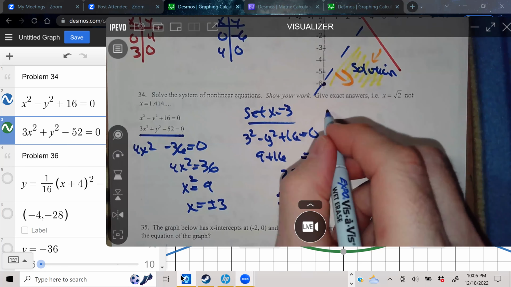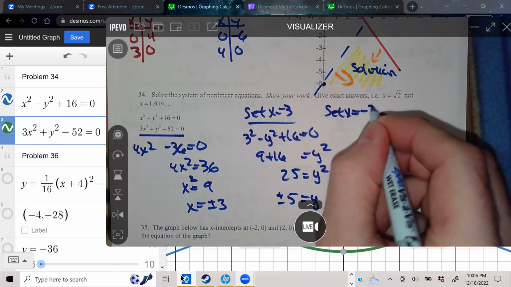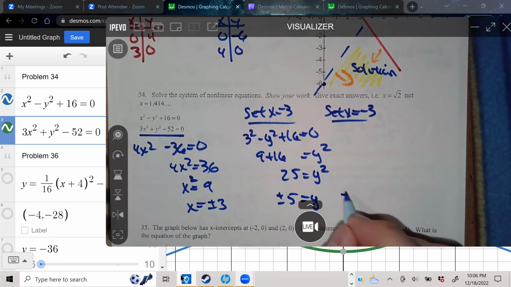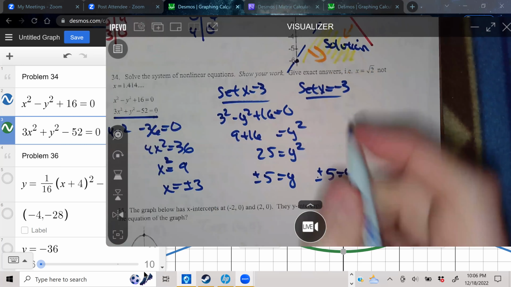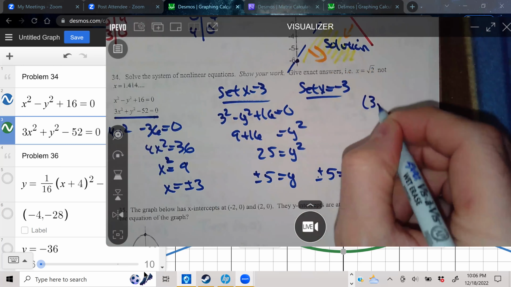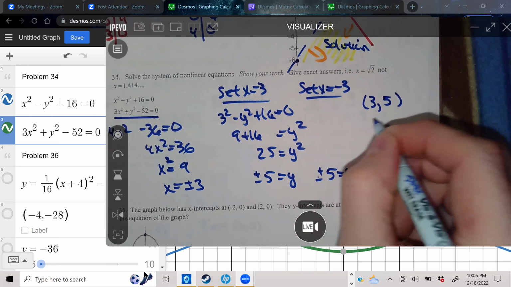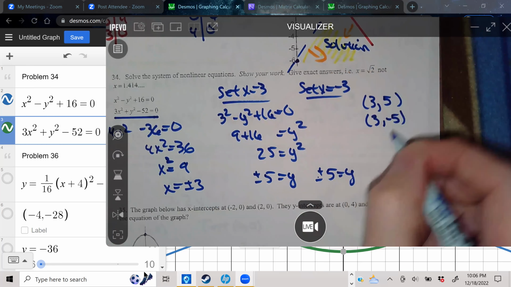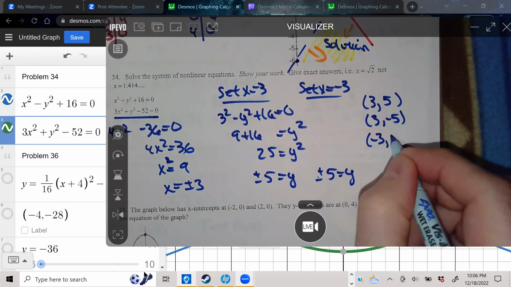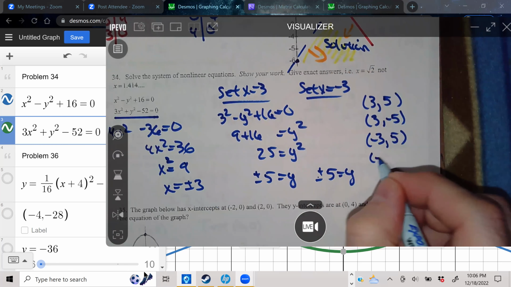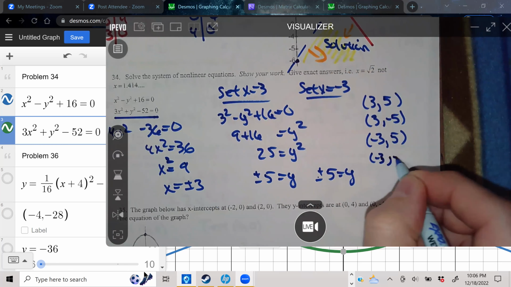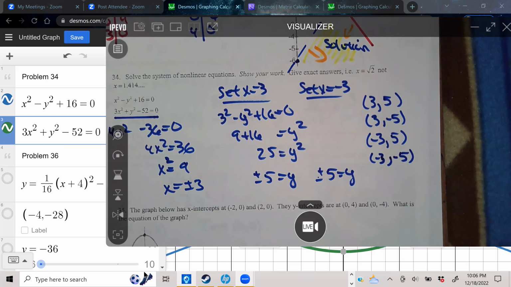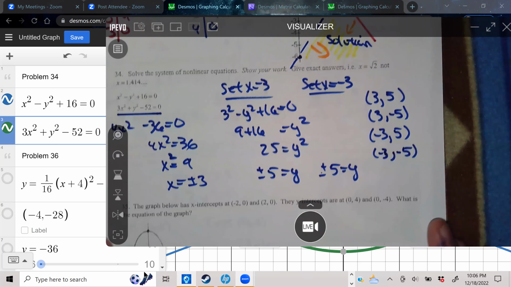So plus or minus 5 equals y. If I did the same thing with negative 3, I'd end up with the same thing. Plus or minus 5 equals y. So that means when x is 3, y could be 5, or y could be negative 5. When x is negative 3, y could again be 5, or y could again be -5. So that's all 4 of your solutions.